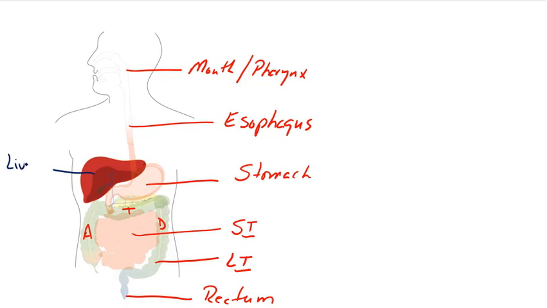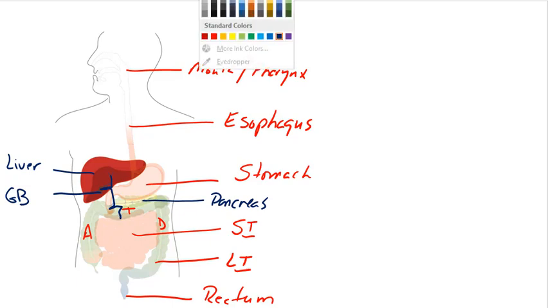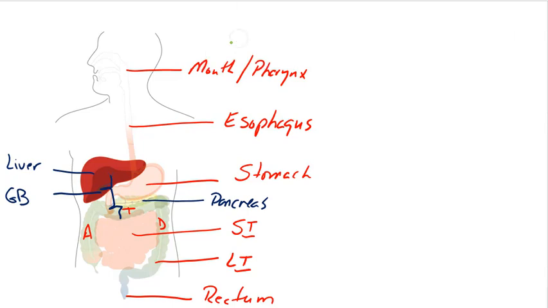Now here are the accessory structures. Here's the liver. Here's the pancreas. The gallbladder's right here. And here are the associated ductwork that connects them all. Oh, and the spleen lives right over here.